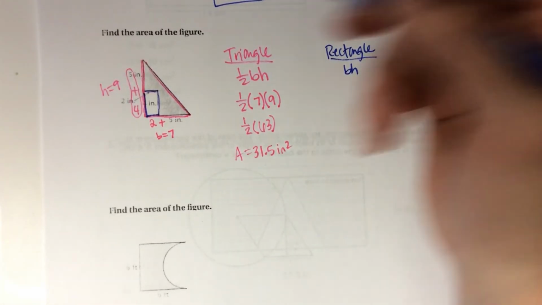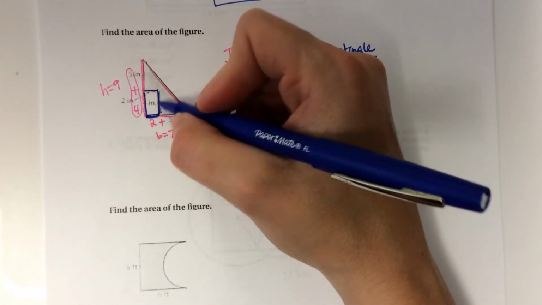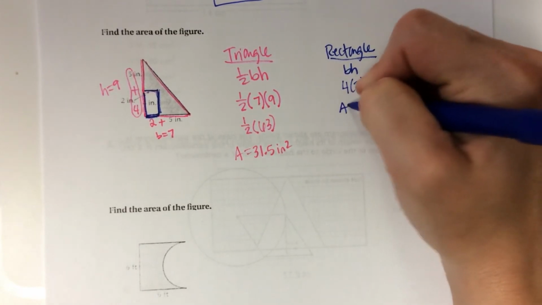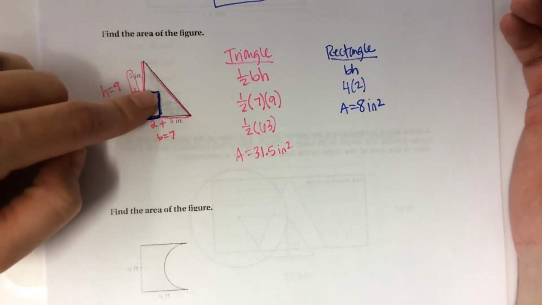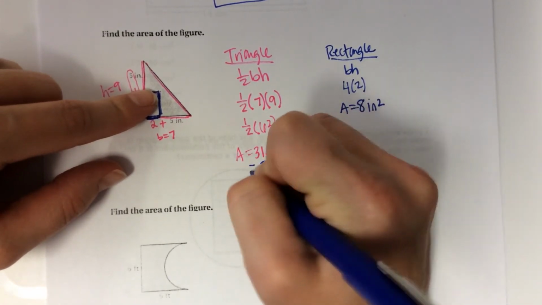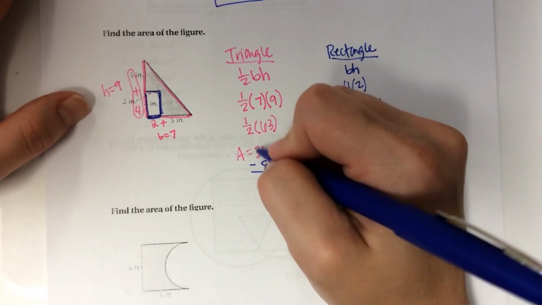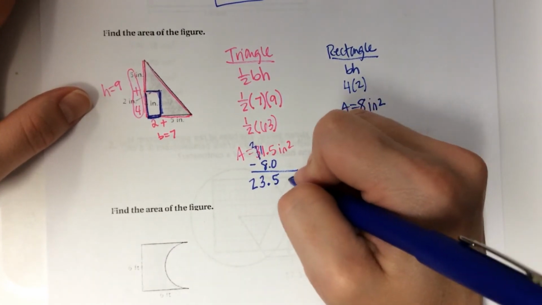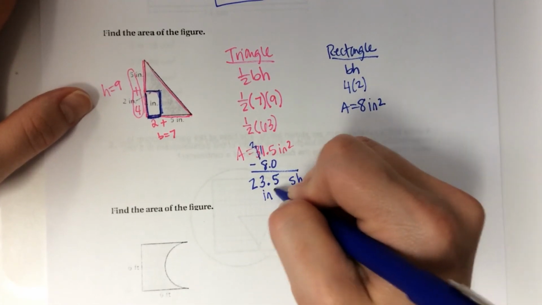Okay, now we have this rectangle here that we need to take out. So that's a base and a height. So our base we said was 2, and then just the height of our rectangle, not the height of the triangle. I just want this piece, so this is 4. So 4 times 2 gives you an area of 8. And that piece is missing. We need to take that rectangle out of our triangle. So here's our triangle, and we're going to take out the rectangle. So 5, bring down your decimal, and then we have to borrow here, and we get a shaded area of 23.5 inches square.